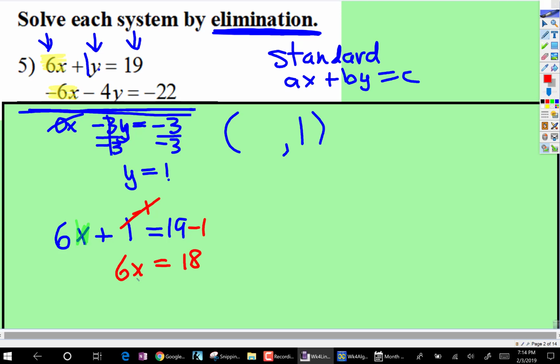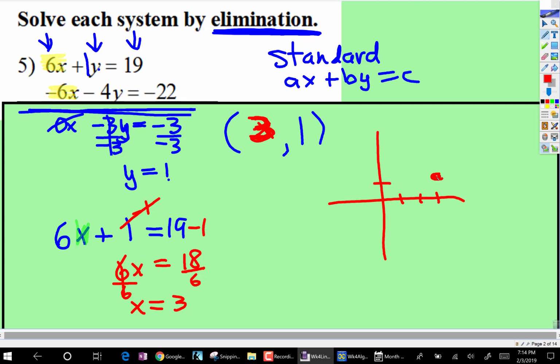The inverse of multiplying is dividing or multiplying by the reciprocal. So now we have 18 divided by 6 is 3. There we go. So if we were to graph those two lines, we don't have to because it's a system of elimination, we don't need that. But if we were to graph those, at 3, 1, that's where they would intersect.